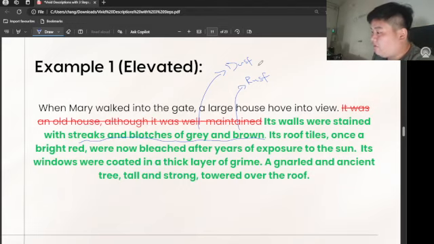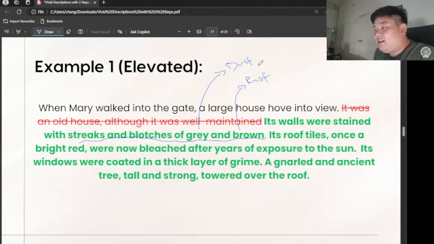Then its roof tiles, once a bright red, were now bleached after years of exposure to the sun. So typically when we have things with color dyes on them, if you put it under the sun for many years, it will lose its color. That's just the way it is. So that's how you can describe how long this house has been in existence. And then its windows were coated in a thick layer of grime. So a lot of dirt.